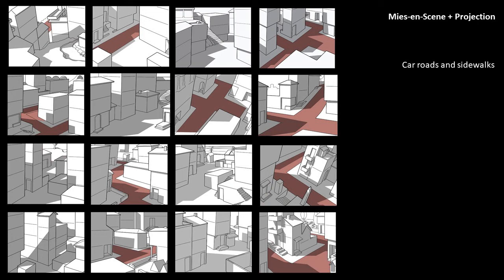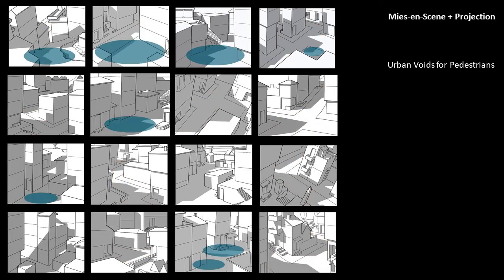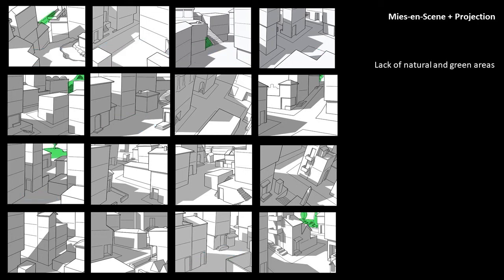As we highlight the car roads, we can say that they get bigger when the exterior settings increase. The same thing is valid for the urban voids for pedestrians. Another interesting point is the lack of natural and green areas in almost all the urban atmospheres. This gives us a hint about the urbanization politics of Turkey in these years.